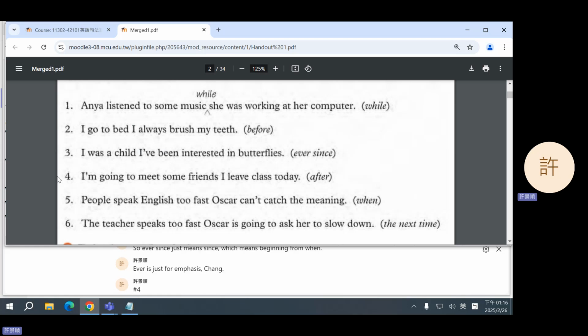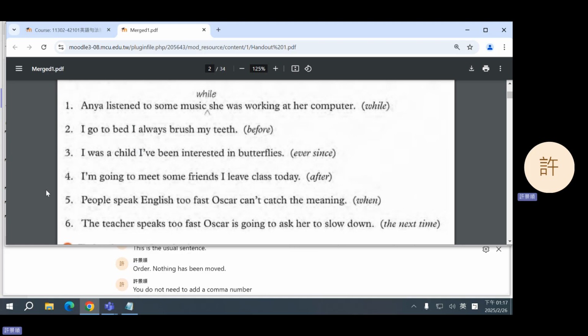Number 4, I'm going to meet some friends. I leave class today. 林庭珍. Good. I'm going to meet some friends after I leave class today. Where do you add the comma? Trick question, 陷阱, no comma. Good. So I'm going to meet some friends after I leave class today. This is the usual sentence order. Nothing has been moved. You do not need to add a comma.